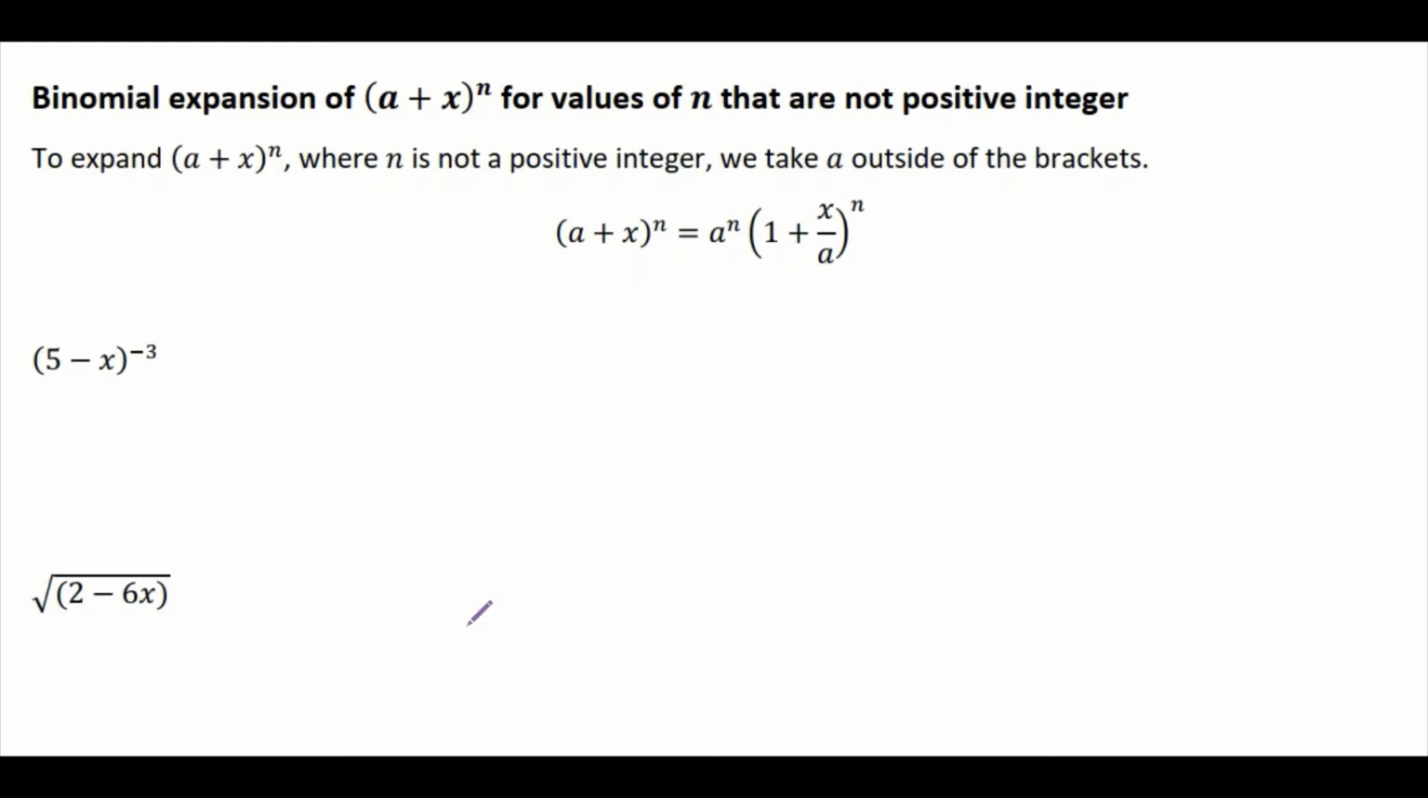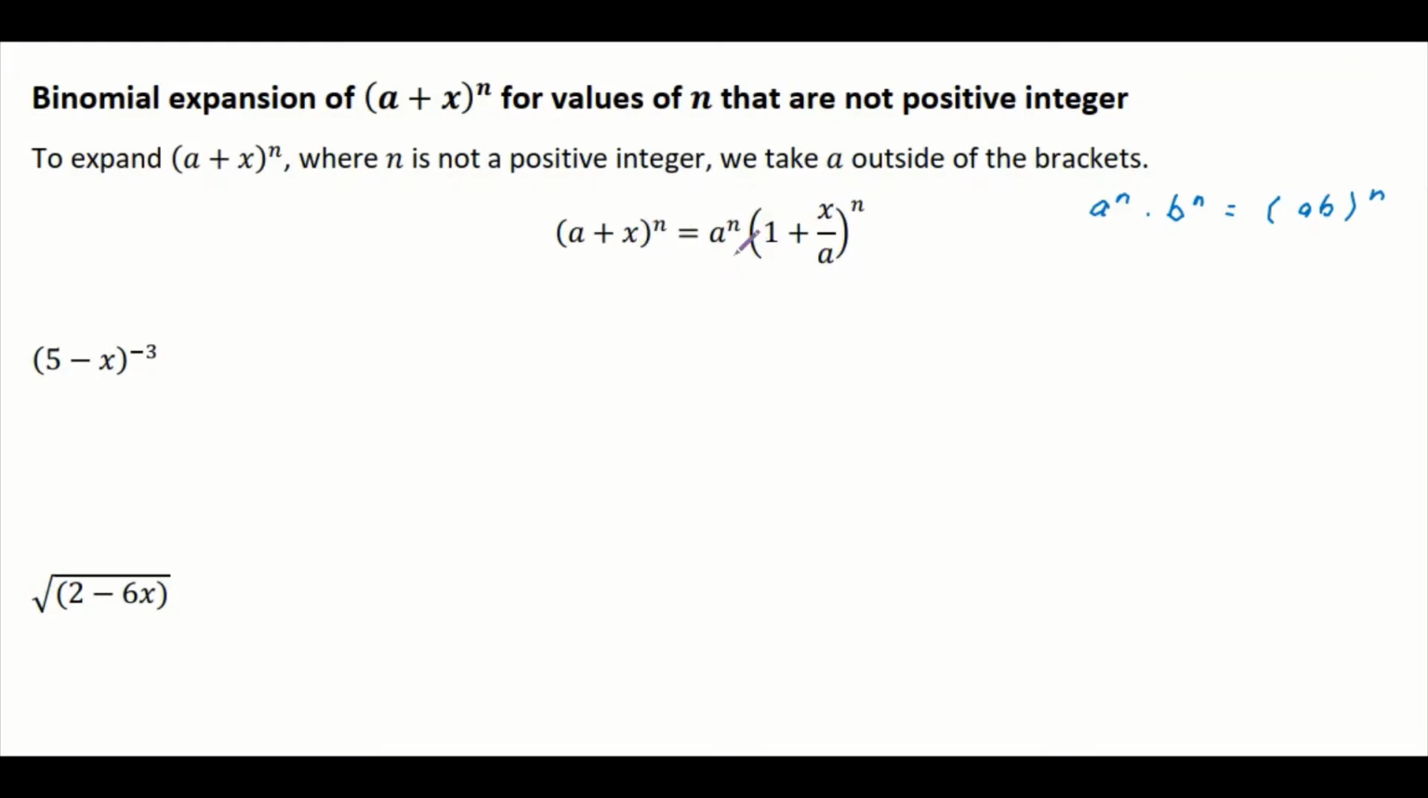Okay, so to expand (a + x) to the power of n, where n is not a positive integer, we take a outside of the bracket. So if you know one of the laws in your indices, it is something like a^n times b^n. If they have the same indices, you can combine them into one power n. But the idea now is our b is the whole thing here.